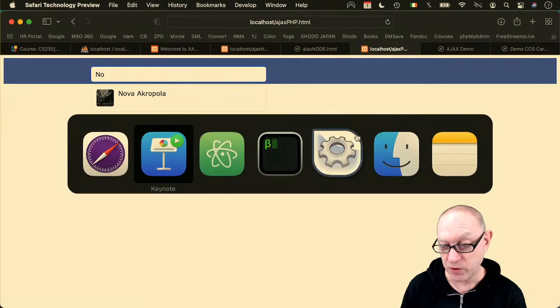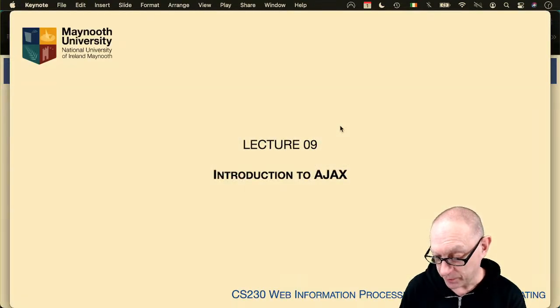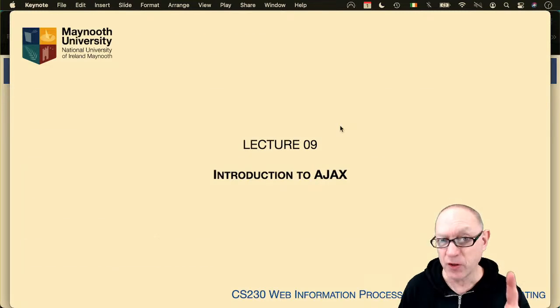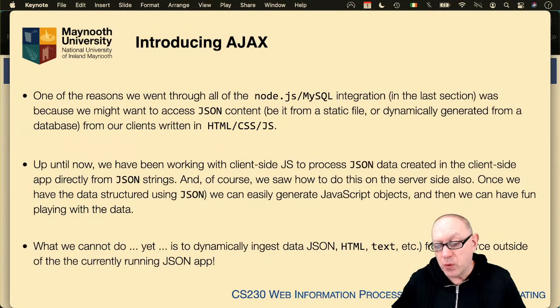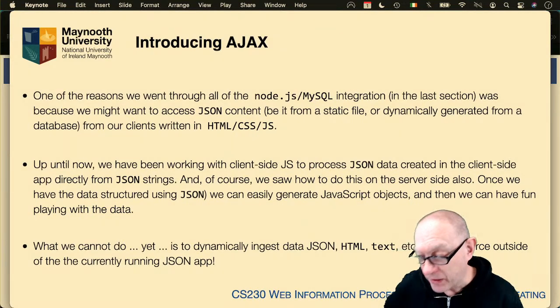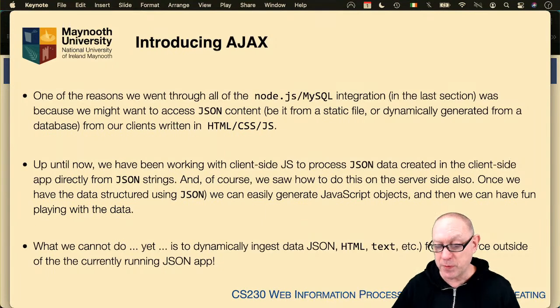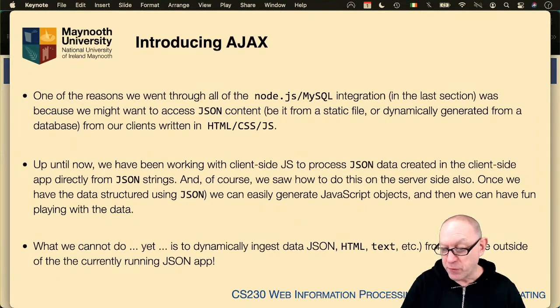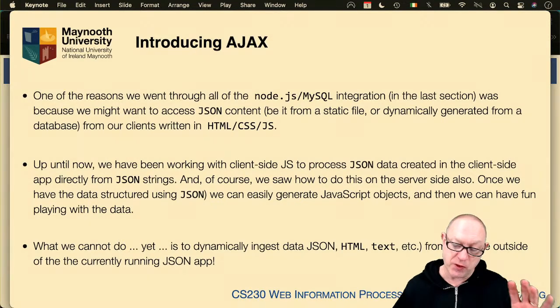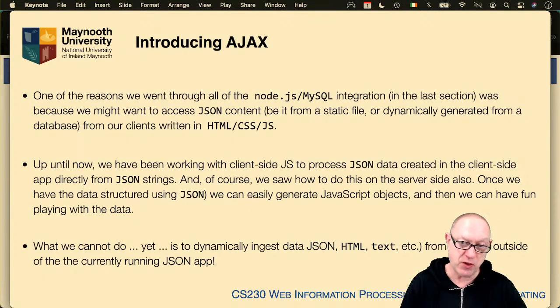Okay, and that's very straightforward to do as well. And we'll see this now. But it hinges on AJAX. One of the reasons we went through all of the Node.js and MySQL integration in the last section was we want to be able to access JSON content. It could come from a static file or be dynamically generated from a database. We want to be able to get that from our clients that are written in HTML, CSS, and JavaScript.